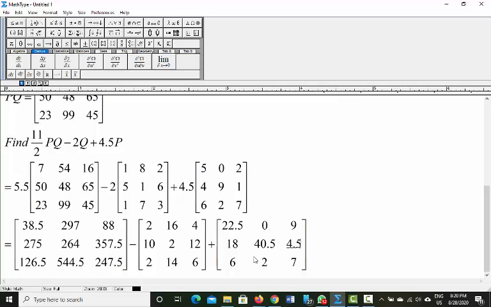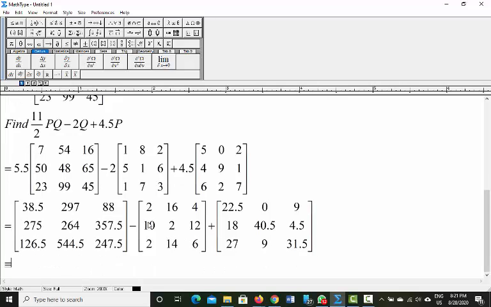4.5. Here we will get what? 4.5 multiplied by 6, we will get 27. Now 4.5 multiplied by 2, we will get 9. 4.5 multiplied by 7, 31.5. Right. So now we will go for the addition and subtraction.